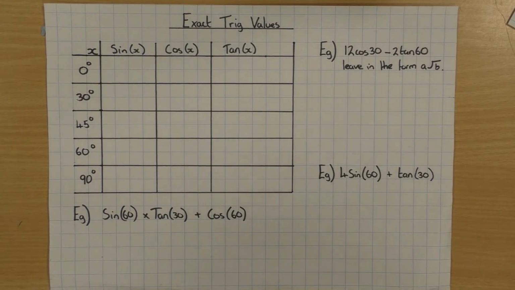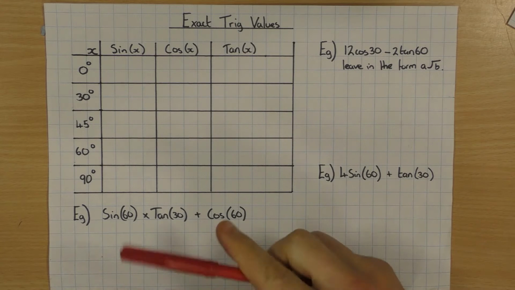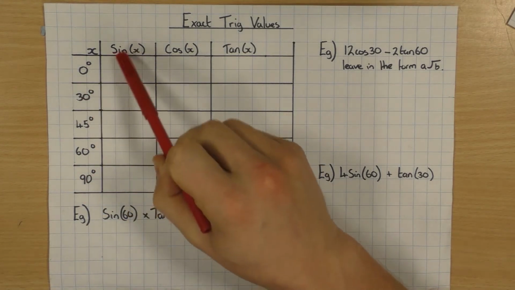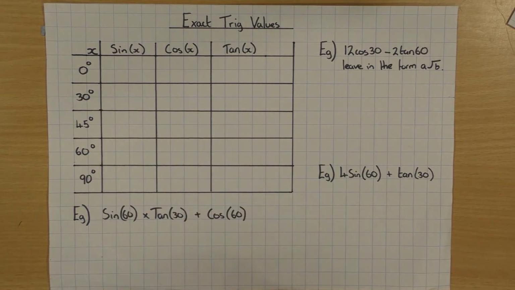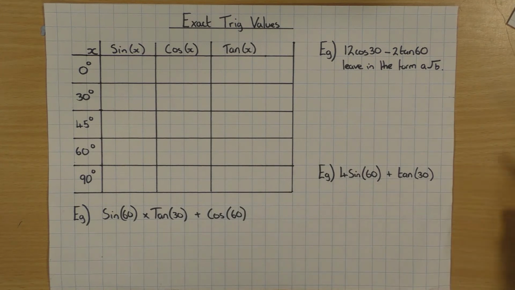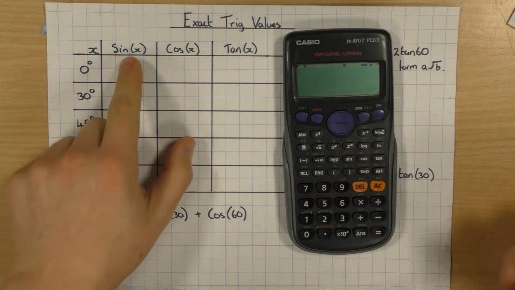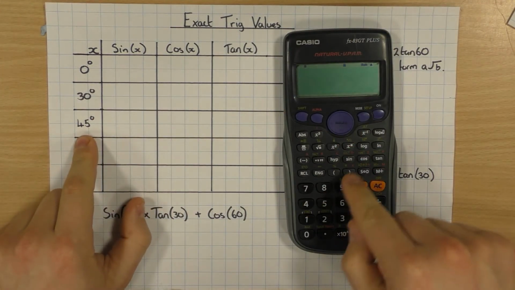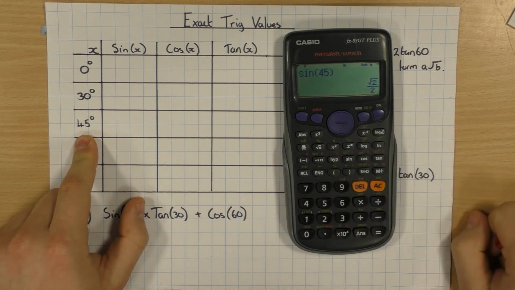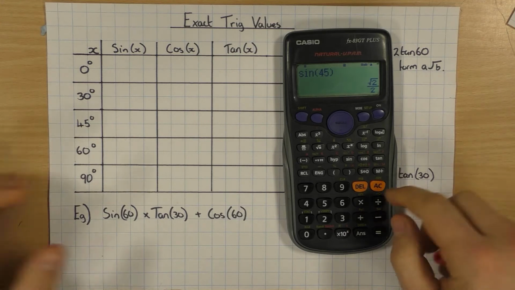Hi guys, in this video we're going to have a look at finding the exact values, or exact trig values. So the common ones that you need to know are sine 0, sine 30, sine 45, sine 60, sine 90, and the same for cos and the same for tan. Obviously if you have a calculator it's nice and easy. So for example, if I wanted sine 45, I can just press sine 45 and it tells me it's root 2 over 2. So nice and easy if you have a calculator.